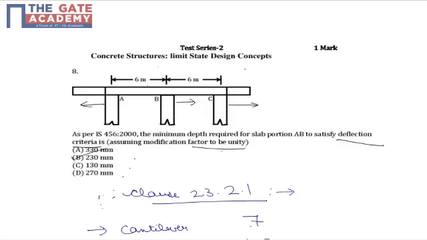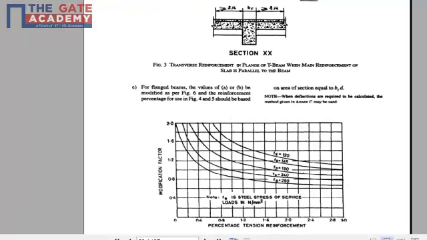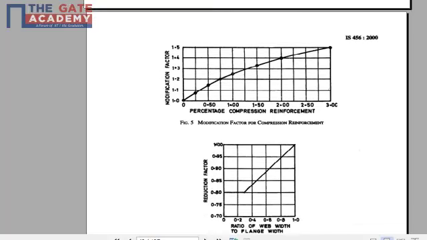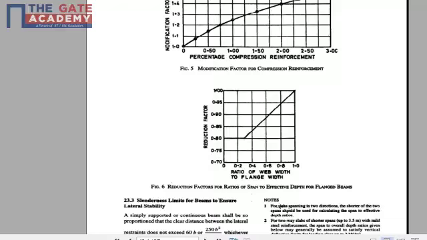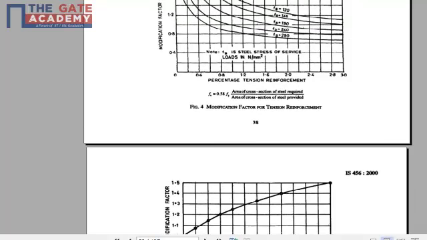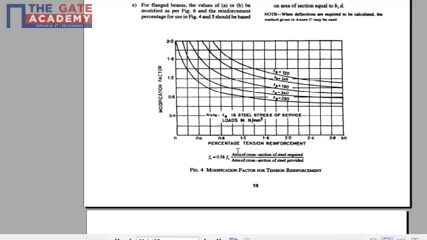Just ahead of clause 23.2.1, there is a curve. Now you can see in figure 4 of IS 456-2000 that the modification factor is nothing but a relation with Fs, that is the stress in tension, where Fs is in fact defined as 0.85 Fy times the area of cross section of steel required divided by the area of cross section of steel provided.